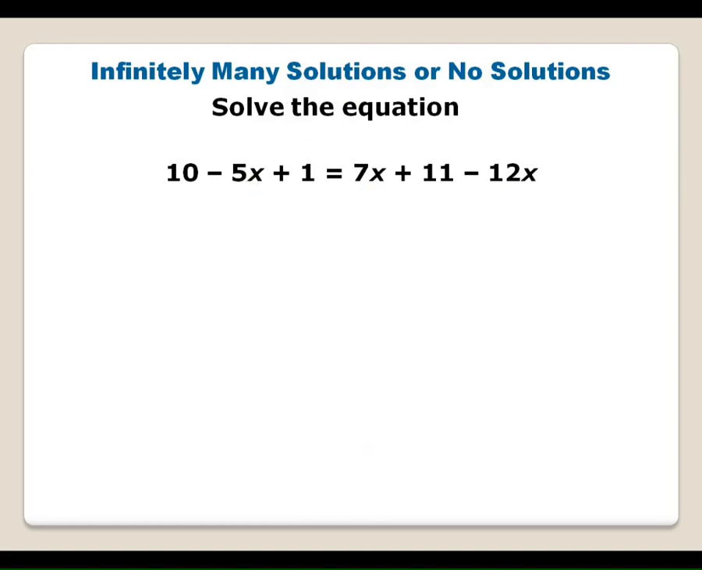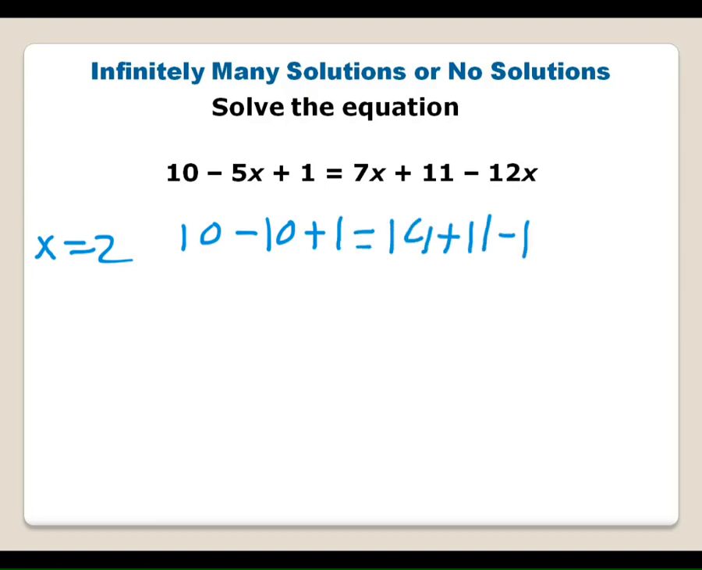It means it doesn't matter what you plug in for x, this problem works. Let's say I plug in x is 2, and I'll do this really quick. 10 minus 10x plus 1 equals 14 plus 11 minus 24, since I just plugged in 2 for x. Well, 10 minus 10 is 0, plus 1 is 1. And on the other side, 14 plus 11 is 25, minus 24 is 1. So 2 worked, right? Because I got something that's true.